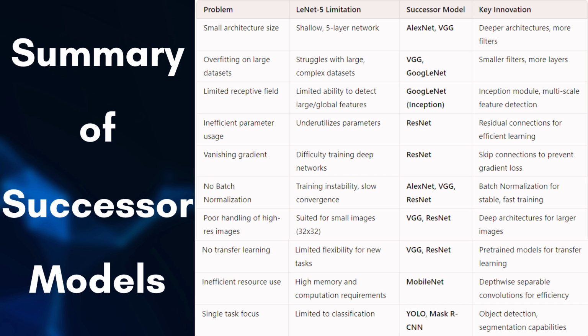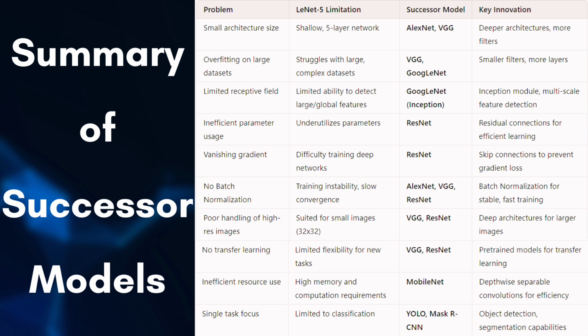LeNet-5 was designed for small images like 32×32 pixels. But with high-resolution images, it fell short. VGG and ResNet took the lead with deep architectures specifically designed to handle larger images with much better accuracy.